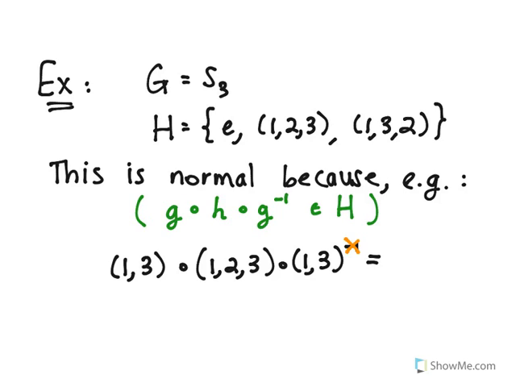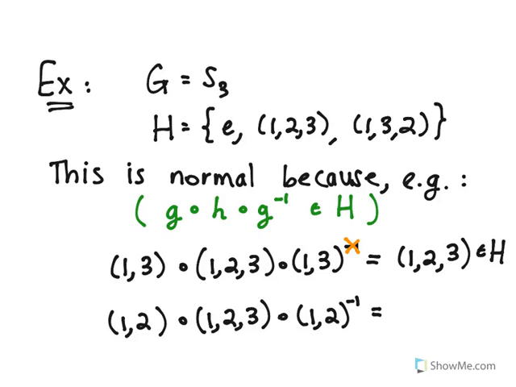And then there's a calculation to be done here. You can check my work if you like. I think what you get when you do this composition of 3 cycles is that it comes out to be (1 2 3), which, notice in particular, sure enough, is an element of H.